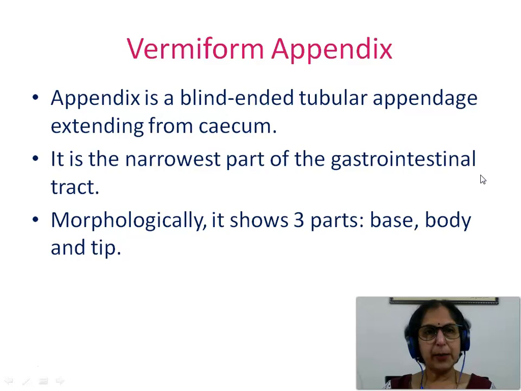Now, vermiform appendix. This is a blind-ended tubular appendage extending from the cecum. It is the narrowest part of the gastrointestinal tract. Morphologically, it shows three parts: base, body, and tip.